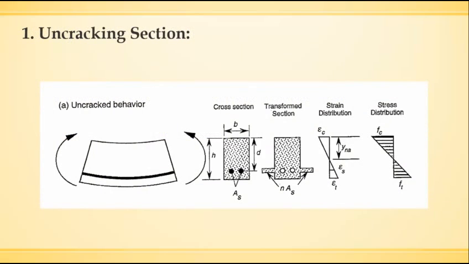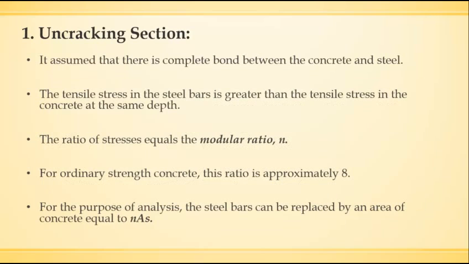In the first stage, this figure shows the relationship. It shows the cross-section and transformed section, strain distribution, and finally stress distribution. The strain will be linear and the stress also will be linear in this stage. It assumes that there is complete bond between the concrete and the steel, which means that the steel and concrete experience the same strain, provided the maximum tensile stress in the concrete is less than the modulus of rupture.